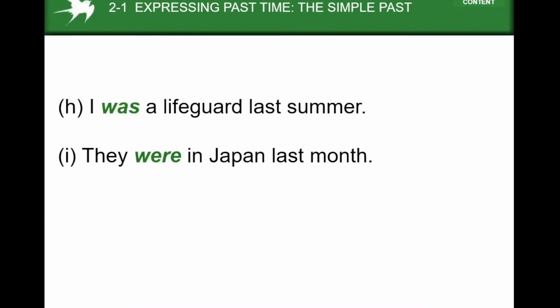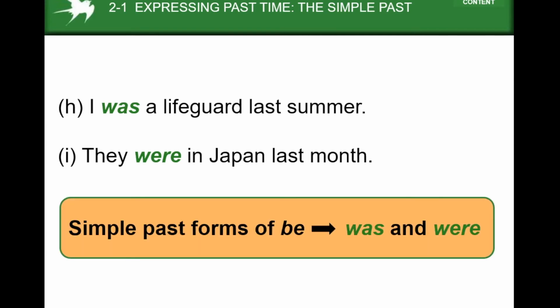Oh, by the way, the verb to be is also irregular. Like I was a lifeguard last summer. They were in Japan last month.